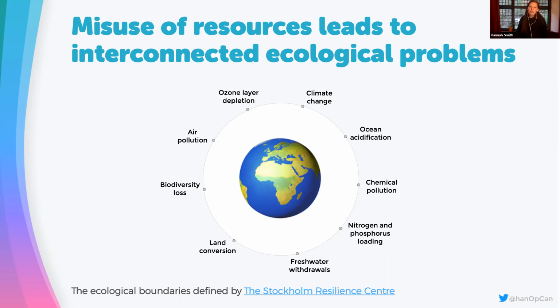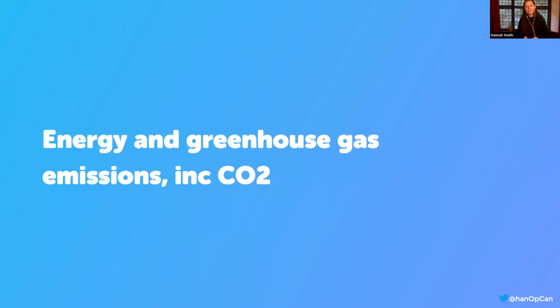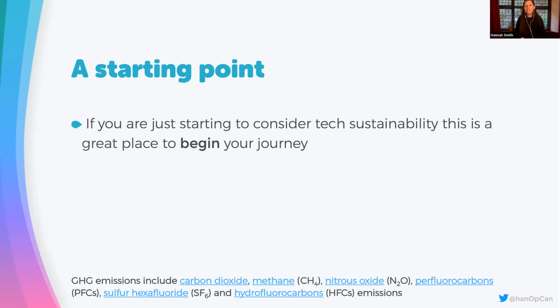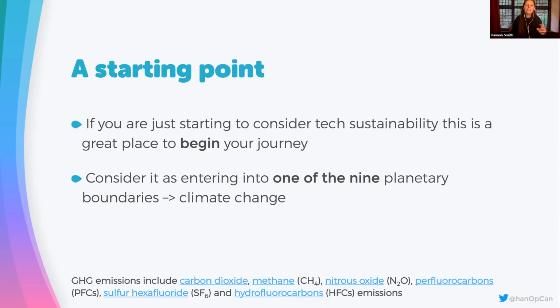So tech does have a real impact on the earth. Now, what I'm going to do is focus in on one particular subject that I hope all of us can relate to, and that is the topic that most people will start thinking about first when they think about digital sustainability, and that is energy and electricity production. I've mentioned that already, so it's a great starting point. If you're new to thinking about this, wonderful, great place to start. There's nothing wrong with thinking about where your electricity comes from. But consider it as entering into one of those 9 planetary boundaries that I showed you previously, the climate change one. So you're starting on a part, and there's a bigger journey to go round.